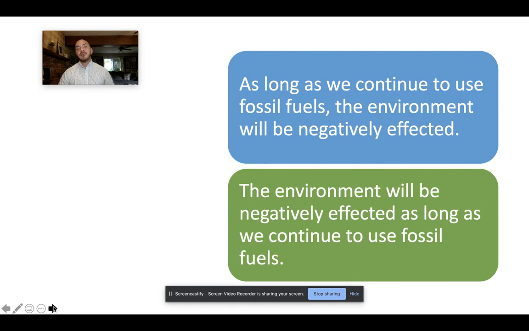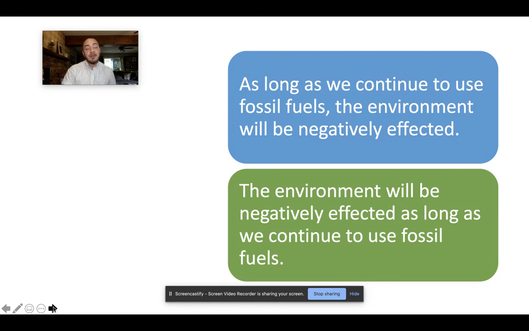All right, another example here. As we continue to use fossil fuels, the environment will be negatively affected. As is our subordinating conjunction, that creates your dependent clause. So we have our subordinating conjunction. We have we, which is our subject. Continue to use, which is our verb phrase. Continue to use fossil fuels is your predicate. So this is your dependent clause. And then you have your independent clause in the second half. Notice the comma here. However, when we flip it, the environment will be negatively affected as we continue to use fossil fuels. No comma is needed in the second example because the dependent clause comes second.